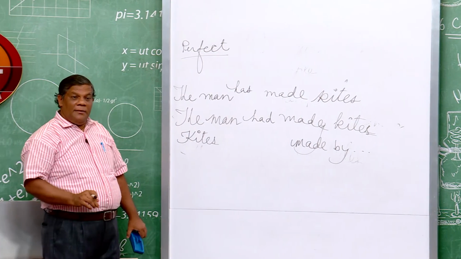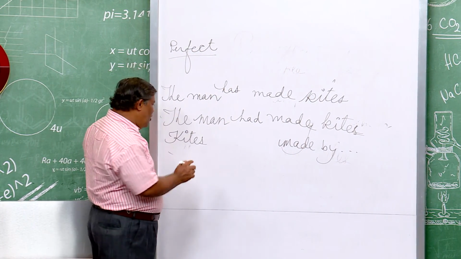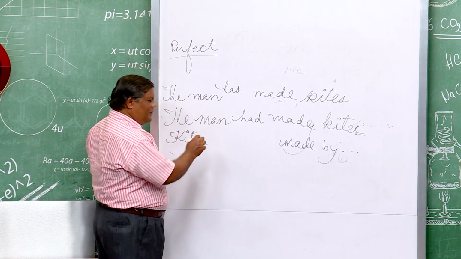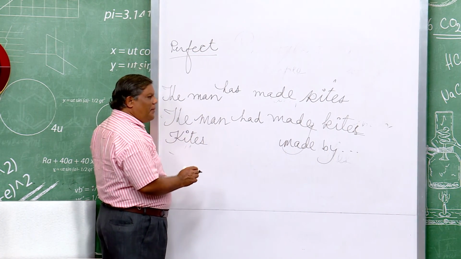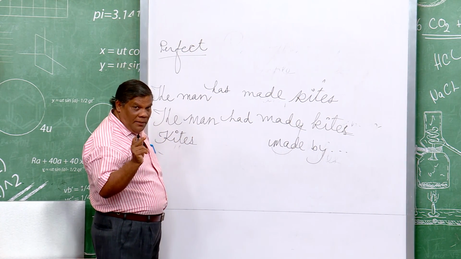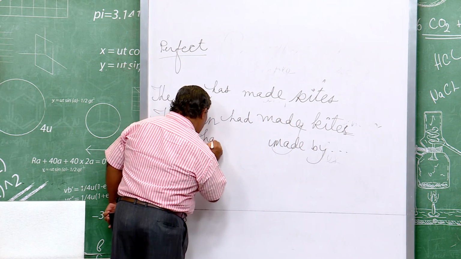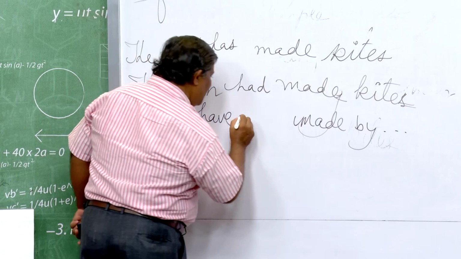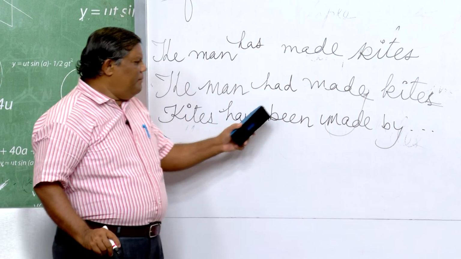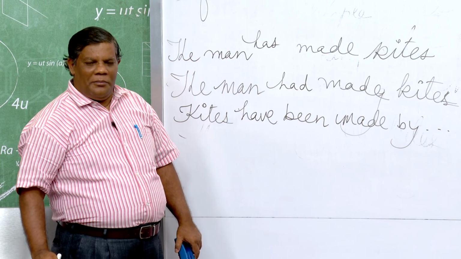When it is present perfect, it is "has", therefore when we make it passive, object first. So let us write kites, the object, then the form is "have"; for present tense it is have or has. Kites is plural, so it needs "have". Then we write "been": kites have been made by the man, the present perfect form.